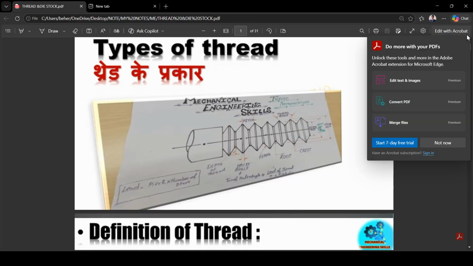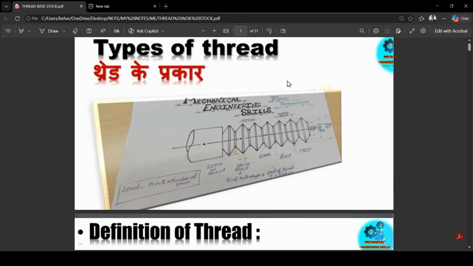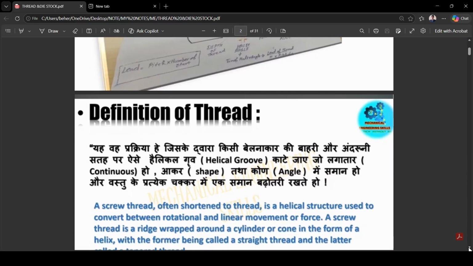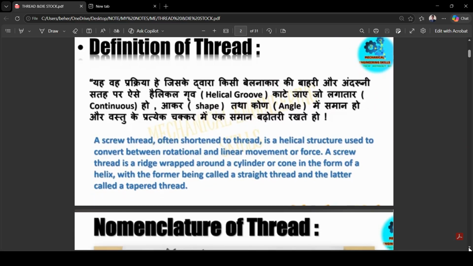Then I will explain with pictures. So once you see, this is a thread. Types of thread. Definition of thread: a screw thread is a helical structure used to convert between rotational and linear movement or force. A screw thread is a ridge wrapped around a cylinder or cone in the form of a helix, the former being called a straight thread and the latter a tapered thread.